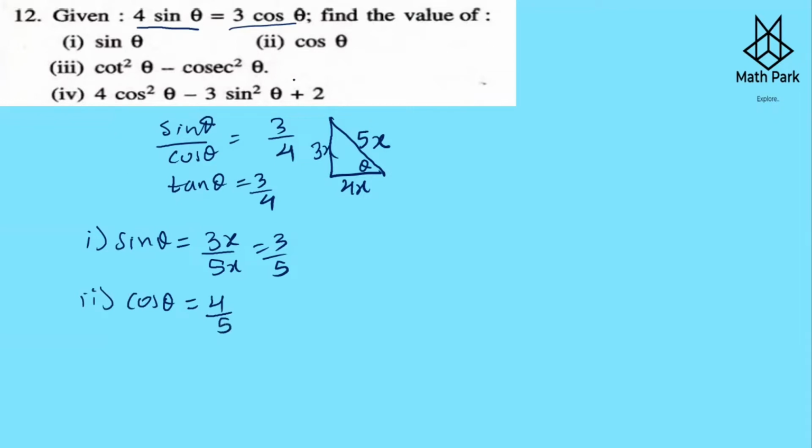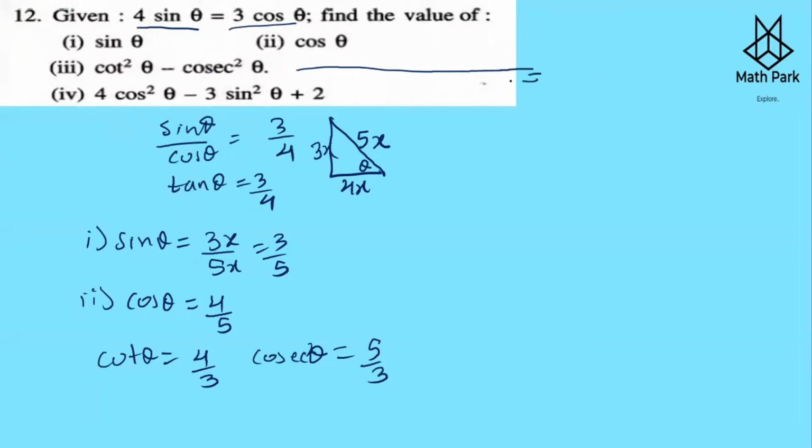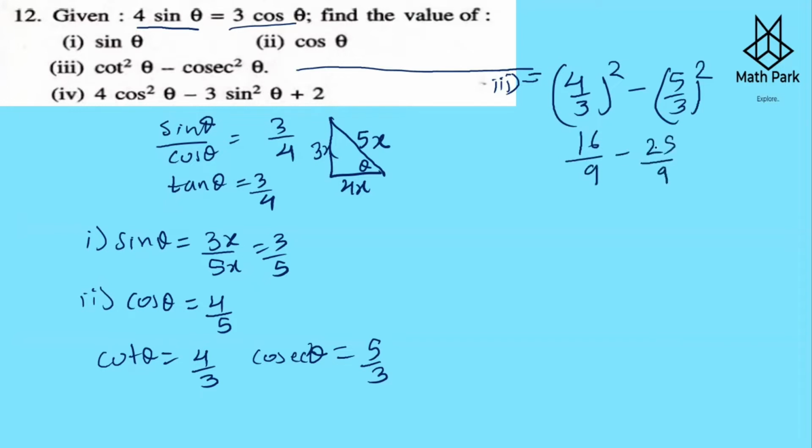And then we are asked to find cot square theta minus cosec square theta. So cot theta is the reciprocal of tan theta. So we have cot theta is equal to 4 by 3. And cosec theta is reciprocal of sine theta. So we have cosec theta is equal to 5 by 3. Now let us find this cot square theta minus cosec square theta. So we'll do the third part over here. So it is cot square theta, that is 4 upon 3 and then the square of that, minus cosec square theta, that is 5 by 3 and then the square of that. 4 square is 16, 3 square is 9, minus 5 square is 25, 3 square is 9. 16 minus 25 is minus 9 upon 9, which is minus 1. So this is how we got this as minus 1.